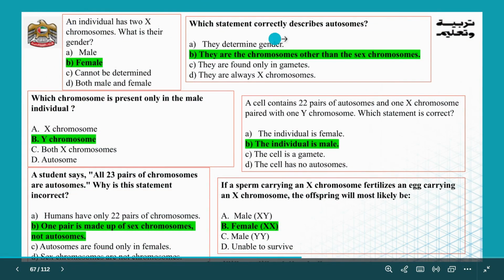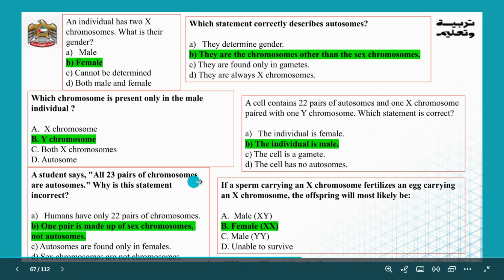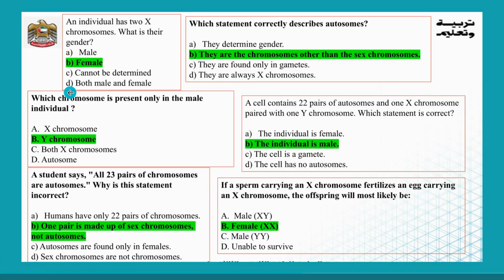So here there are questions based on this. An individual has two X chromosomes. What is their gender? Female. Which chromosome is present only in the male? That is Y. How many pairs of the 23 pairs of chromosomes are autosomes? So 22 are autosomes, and the last, the 23rd pair, is the sex chromosome.